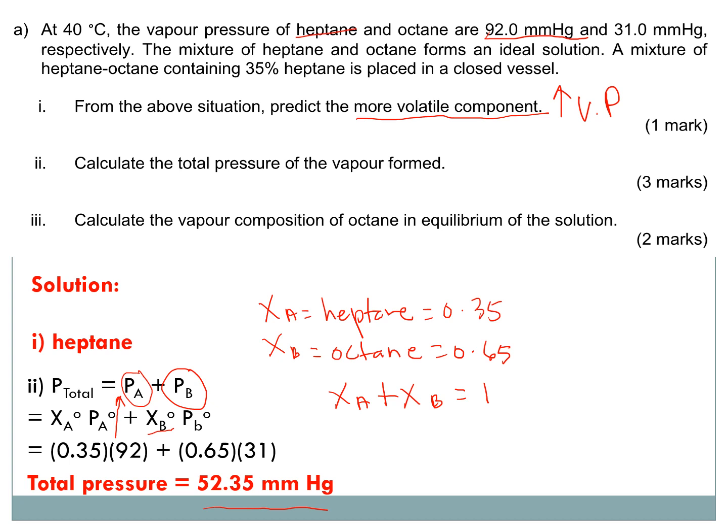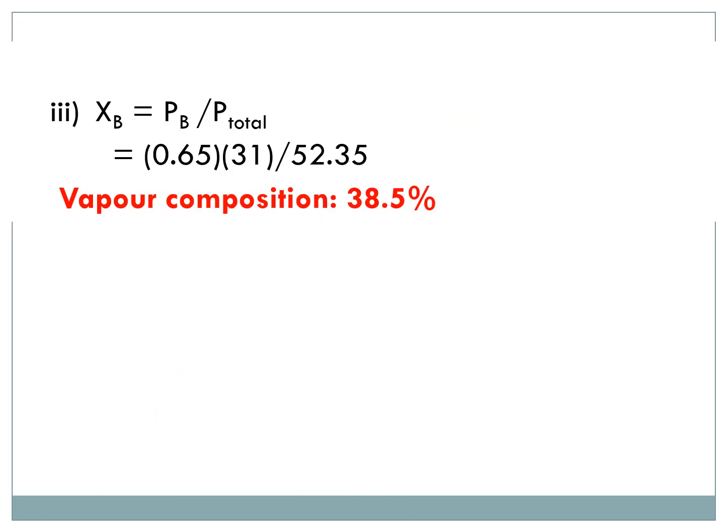The last one, calculate the vapor composition of octane in equilibrium with the solution. In order to calculate the vapor composition of octane, you need to apply the law of partial pressure. That will be the mole fraction of octane equal to the partial pressure of octane divided by the total pressure. So that equals 0.65 times 31 divided by 52.35. So the vapor composition will be 38.5%.